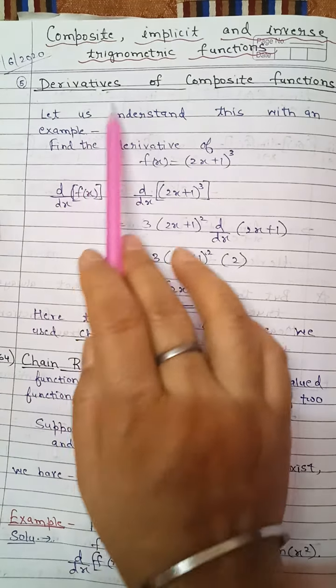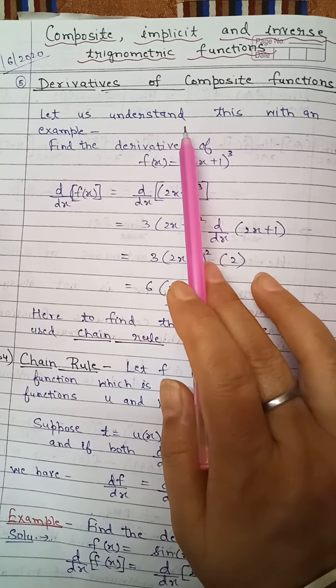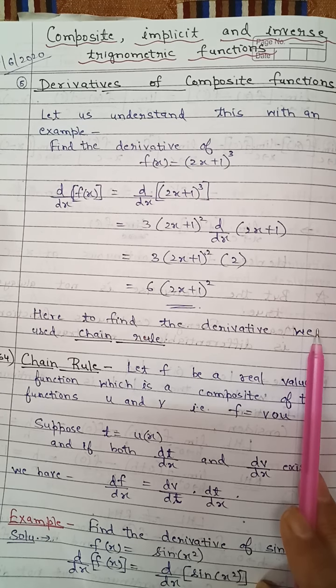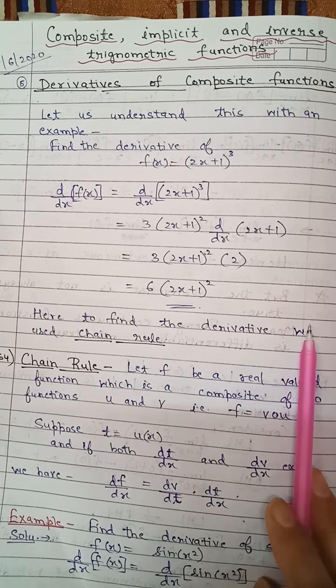So here is the derivative of a composite function. Let's understand this with an example. How are we going to understand this composite function? Nowhere will it be written that it is a composite function, or an implicit function, or an inverse trigonometric function. You have to understand on your own and apply the rules accordingly.